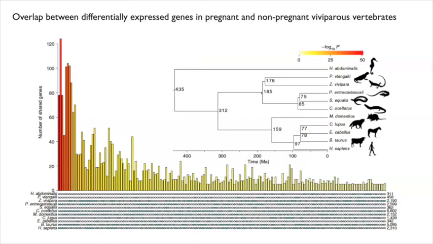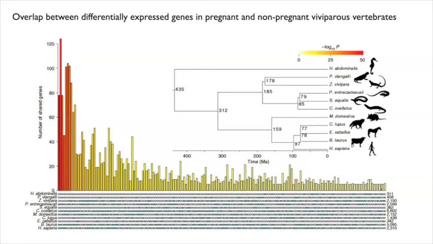And what we found was that there was a significant overlap of these differentially expressed genes across these really massive evolutionary timescales. And of course, these are too small for you to look at in detail, but this is just showing that there is this enrichment of shared genes across many different species.